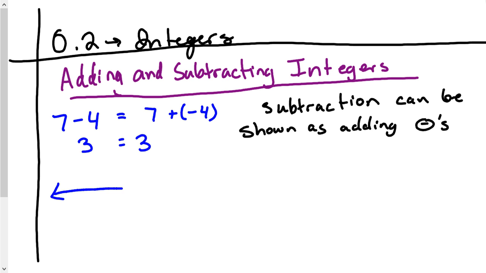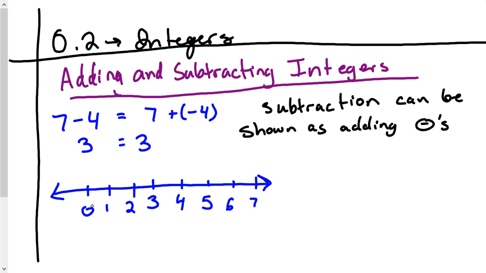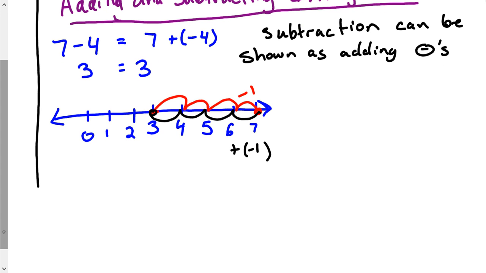Because when we put this on a number line, I'm starting at 7, and I'm being told, okay, go down by 4. 1, 2, 3, 4. Or I need to add -4. So I'm still starting at 7, but I still have to go down -4. So this is adding one negative at a time, or subtracting one each time. That's a really good way to remember it, to see it.